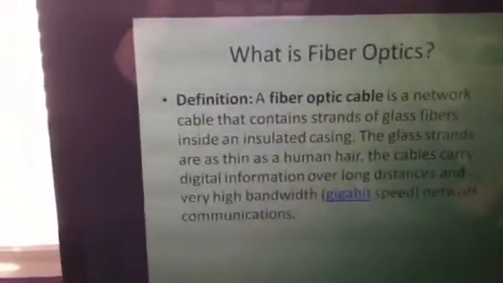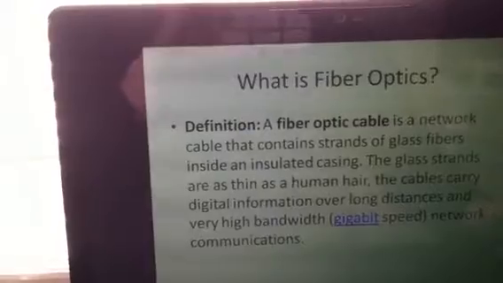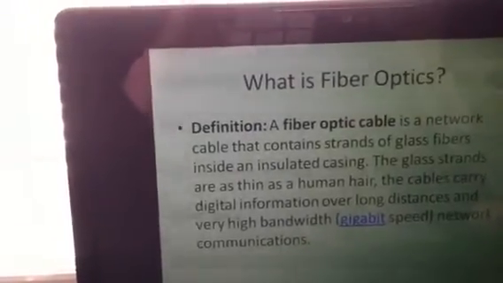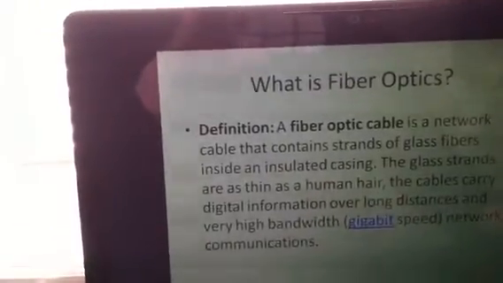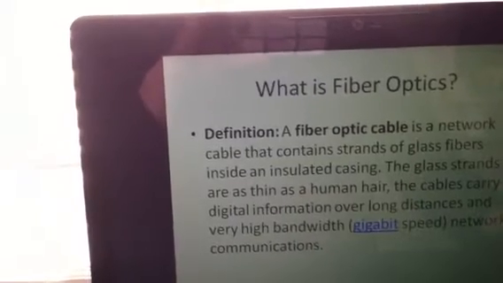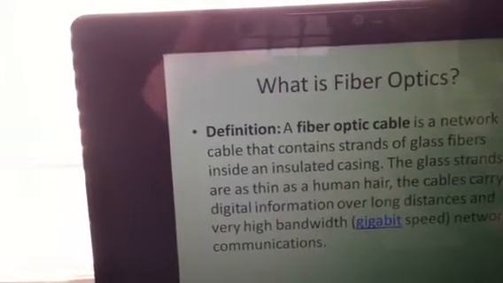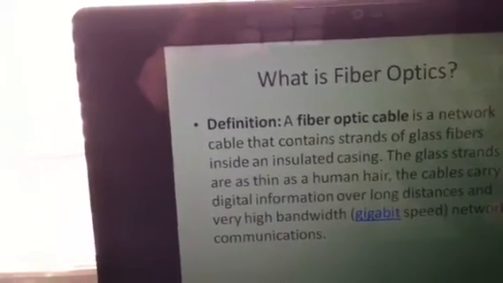What is fiber optics? Definition: a fiber optic cable is a network cable that contains strands of glass fibers inside the insulated casing. The glass strands are as thin as a human hair. The cables carry digital information over long distance and very high bandwidth.